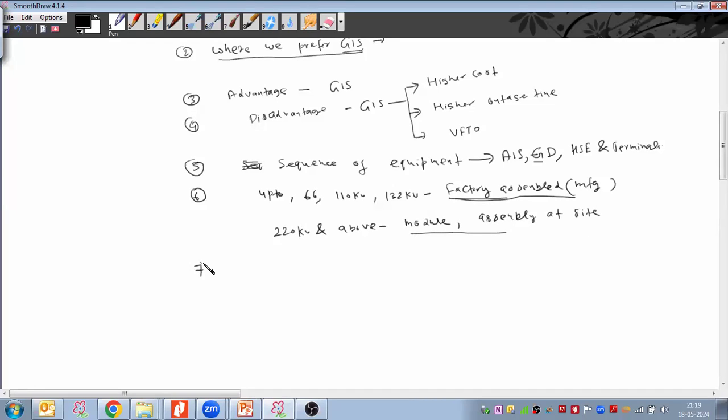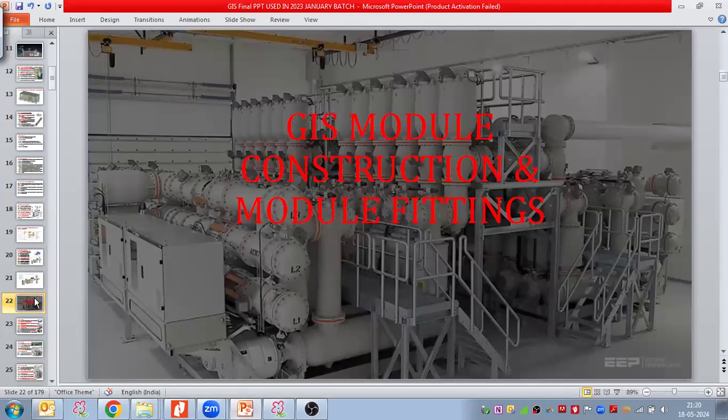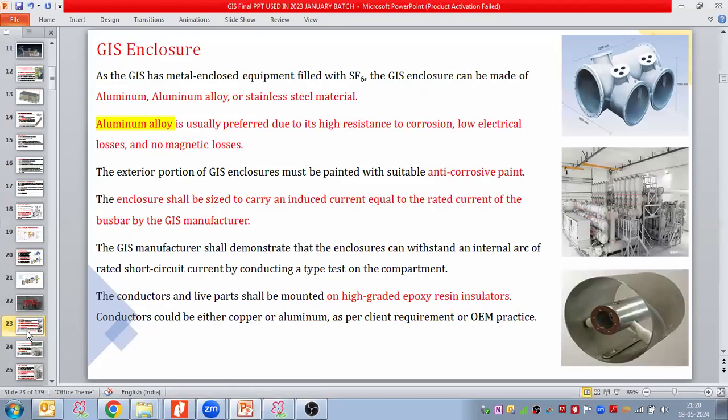So now let us discuss the module constructions and the module fittings, the fittings that we use for each individual model. So yes, module constructions and the module fittings. Let us discuss first about the GIS enclosure. Here we have the GIS enclosure, the outer enclosure. You can see the outer enclosure of the GIS, right? Outer enclosure of the GIS.